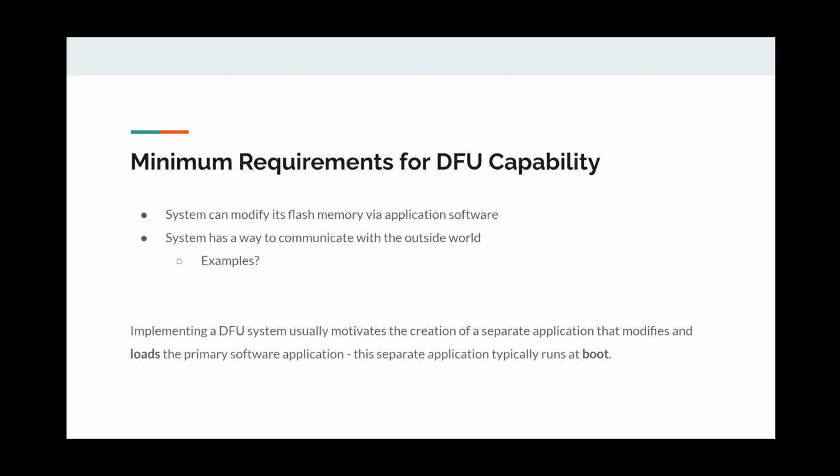So just to recap, I forgot to put a question slide. Are there any questions on why we want to do an OTA and the general overview of what we're doing over here?